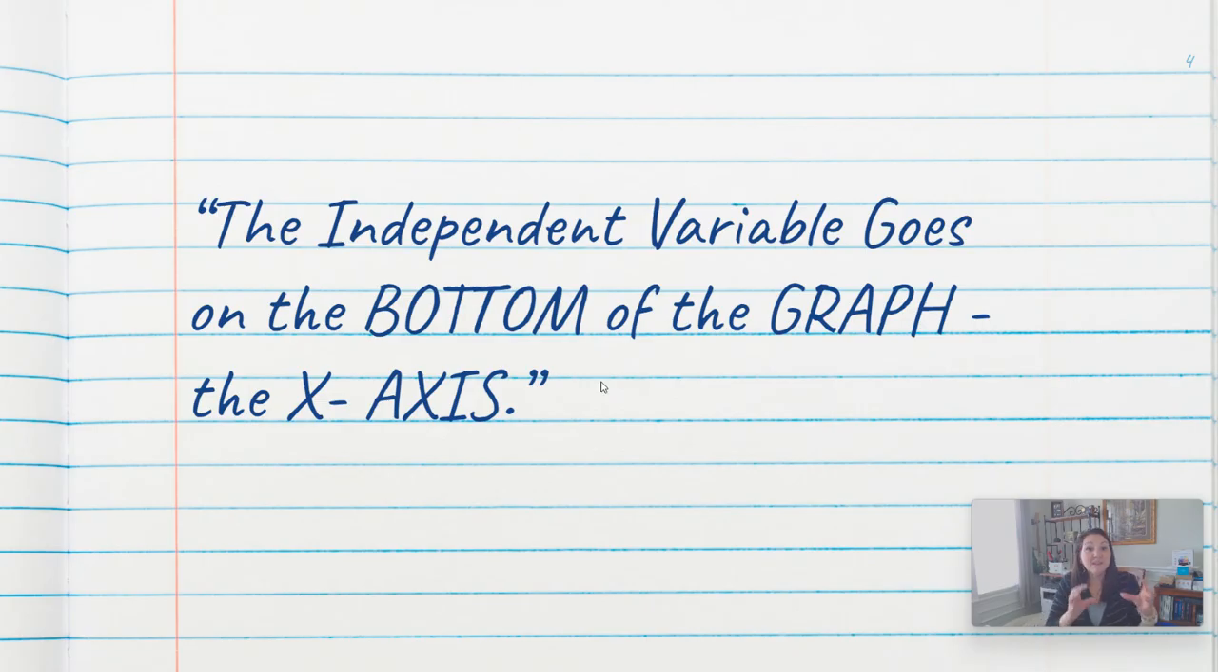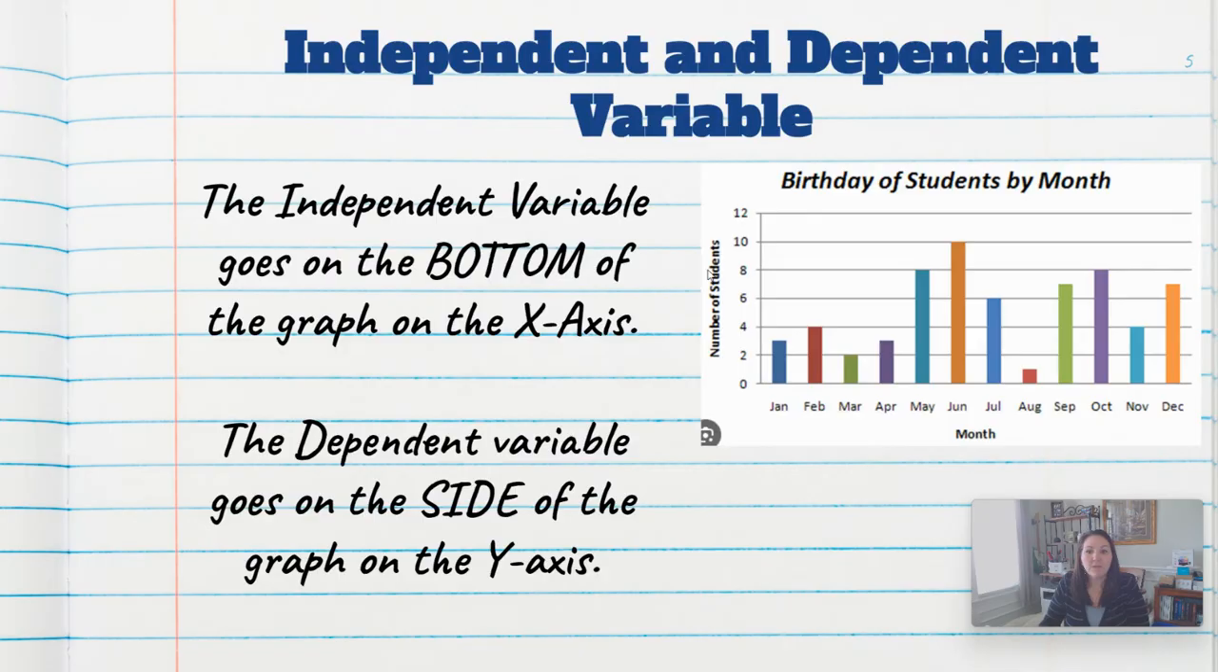And so this is something really cool because if you have a graph of an experiment, you already know what their independent variable is, what that scientist decided to change or what they were testing, because it's on the bottom of the graph. So here is a graph of the birthday of students by month, and you can see down across the bottom their independent variable, what they were trying to see if it mattered, was the month of their birth.